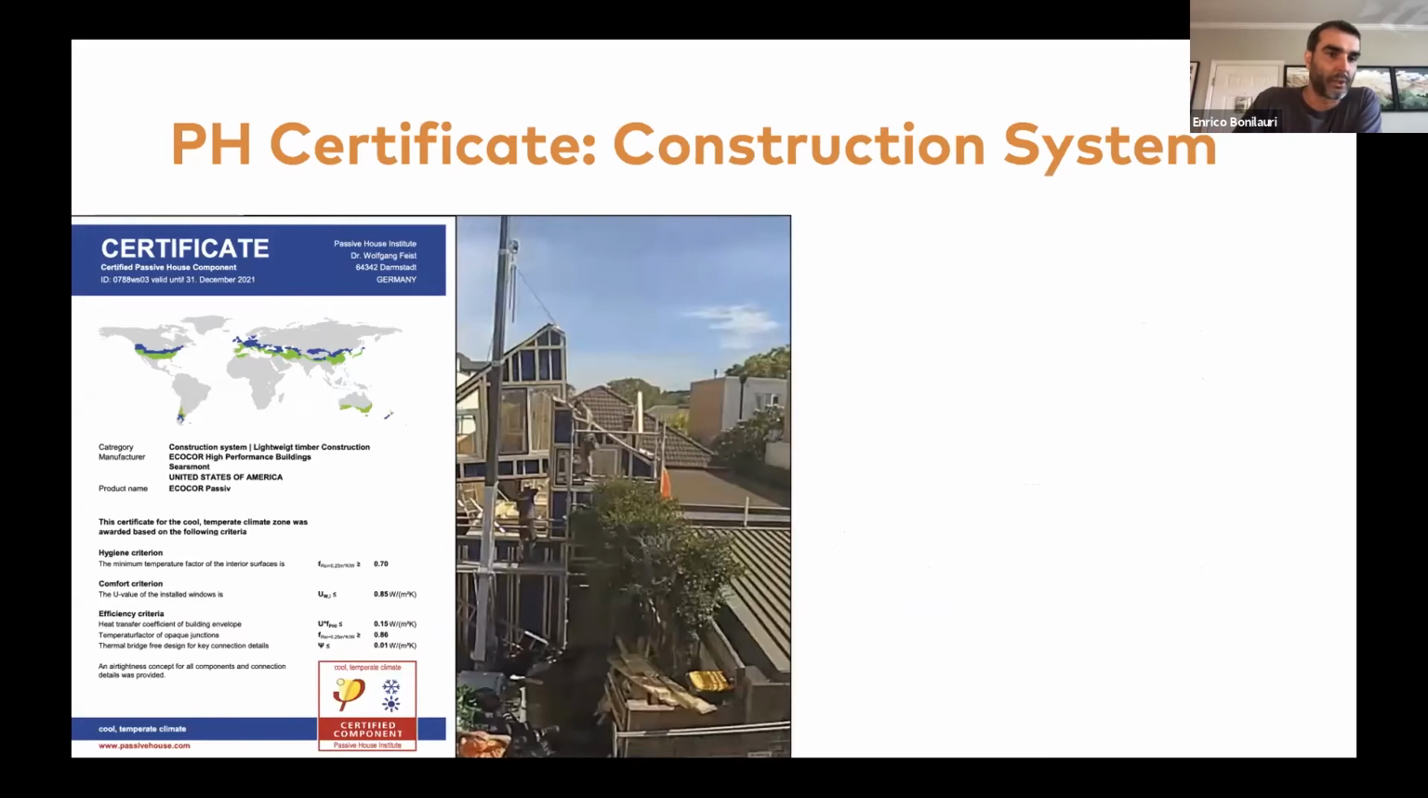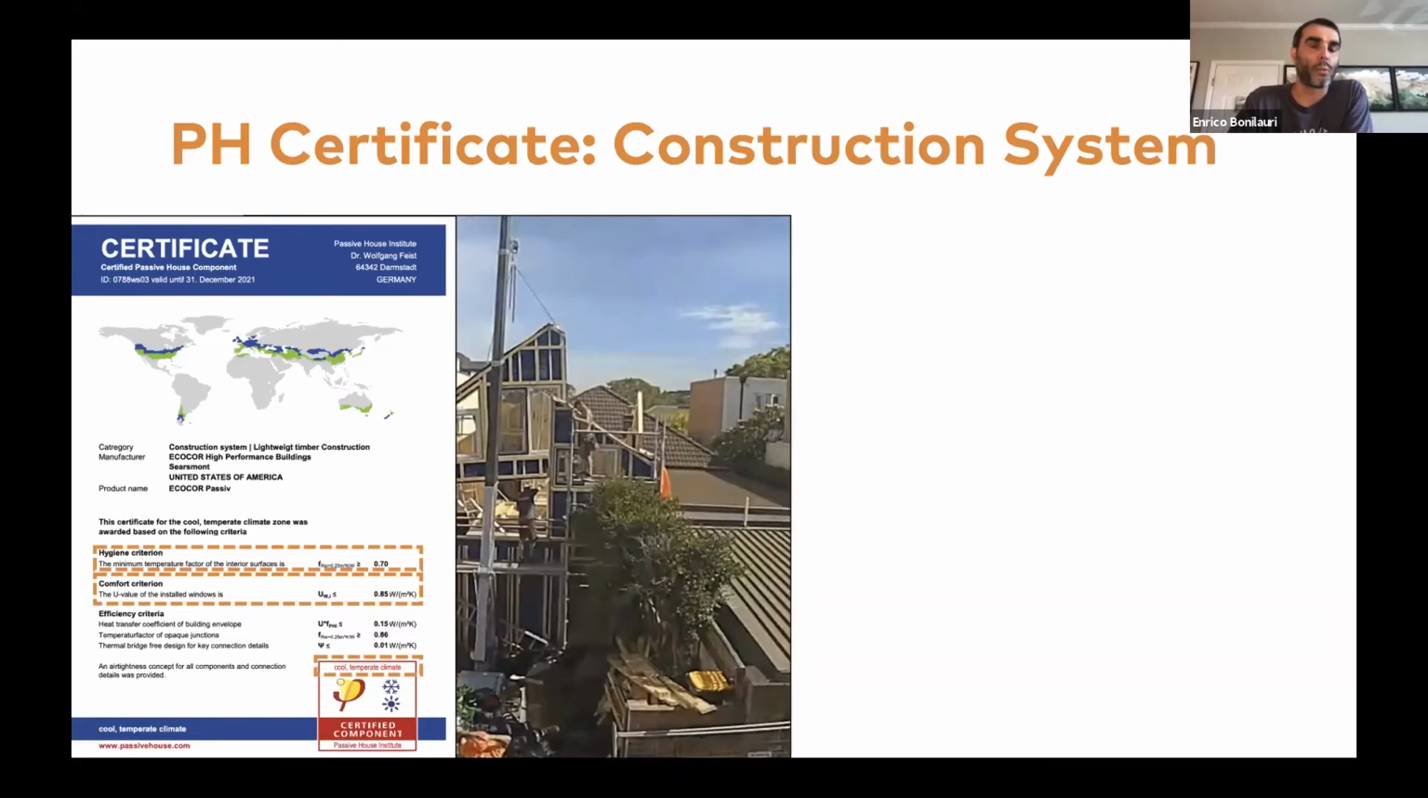This image shows the certificate of an EcoCore panelized system. The photo is actually from a project we're working on, a construction system we're working on in Australia, but it's kind of a similar approach for panelized construction. And a certificate calls out the hygiene criterion and the comfort criterion, just like a window.